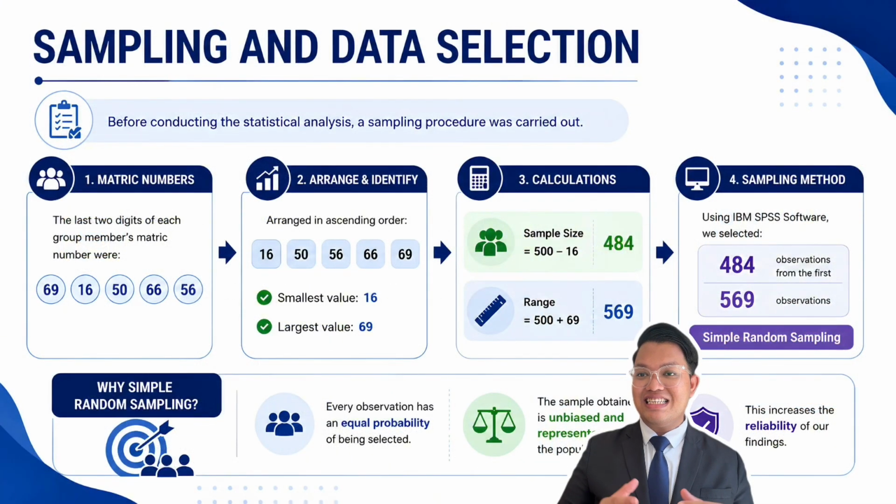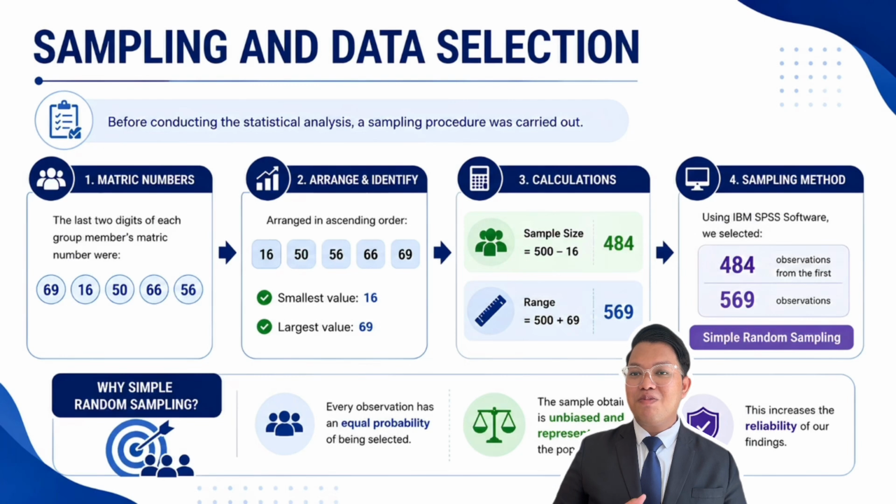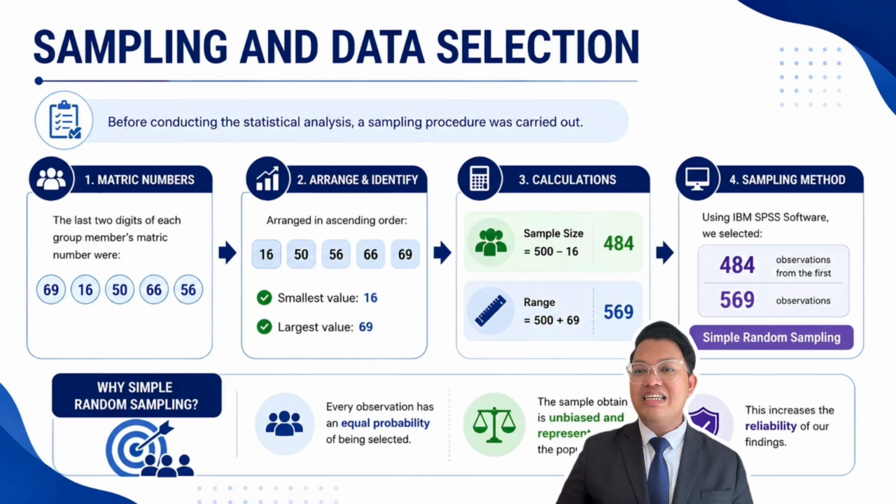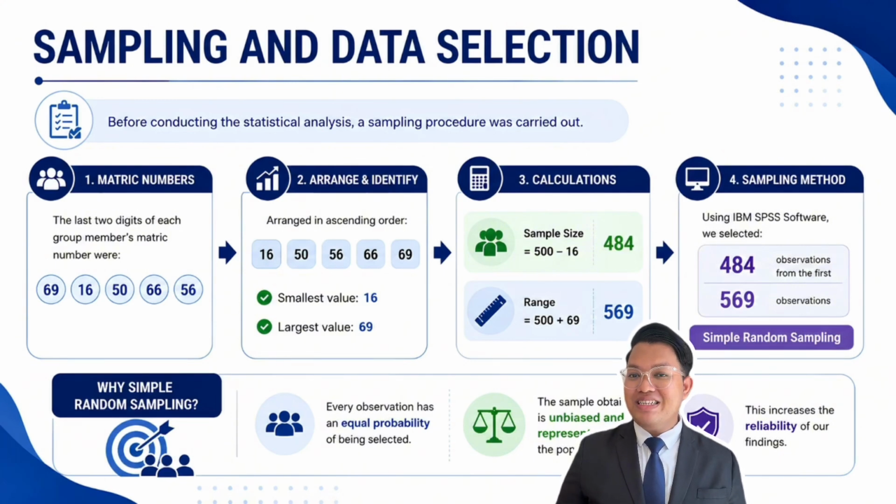Before conducting the statistical analysis, a sampling procedure was carried out. The sampling process was based on the last two digits of each group member's magic number, which were 69, 16, 50, 66, and 56. After arranging these values in ascending order, the smallest value was 16 and the largest value was 69. Based on the assignment requirements, the sample size was calculated as 500 minus 16, which equals 484.